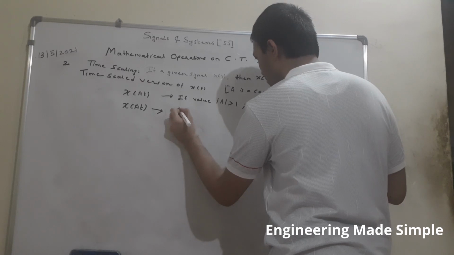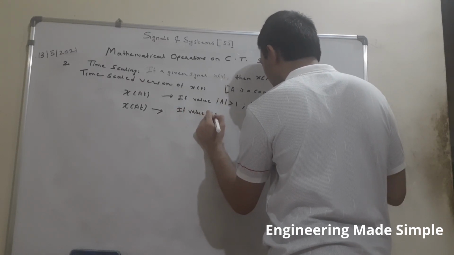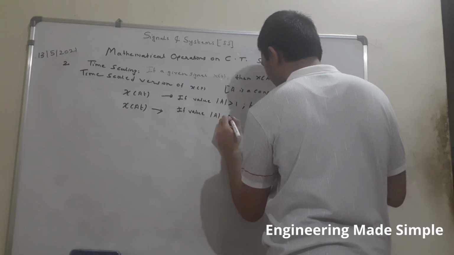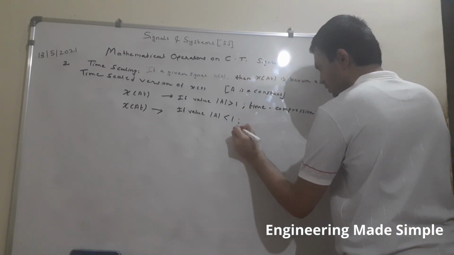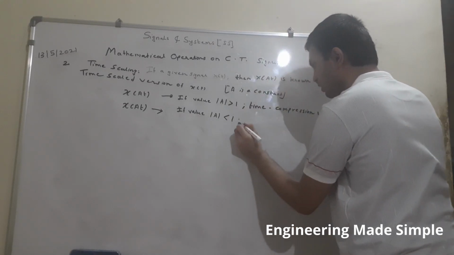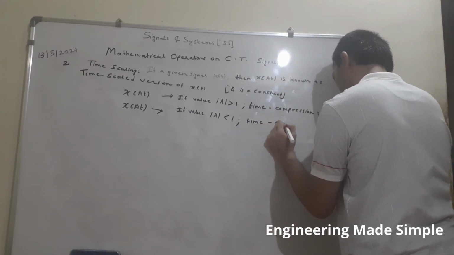And if the magnitude of a in this x of at is less than 1, then we say time expansion is performed.